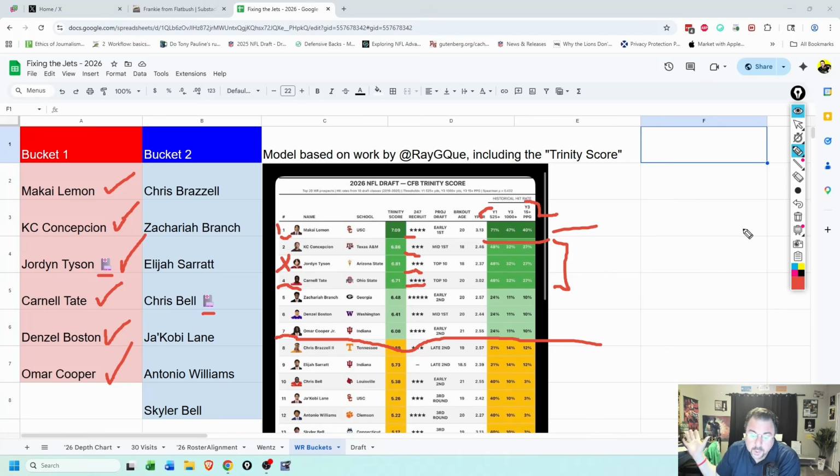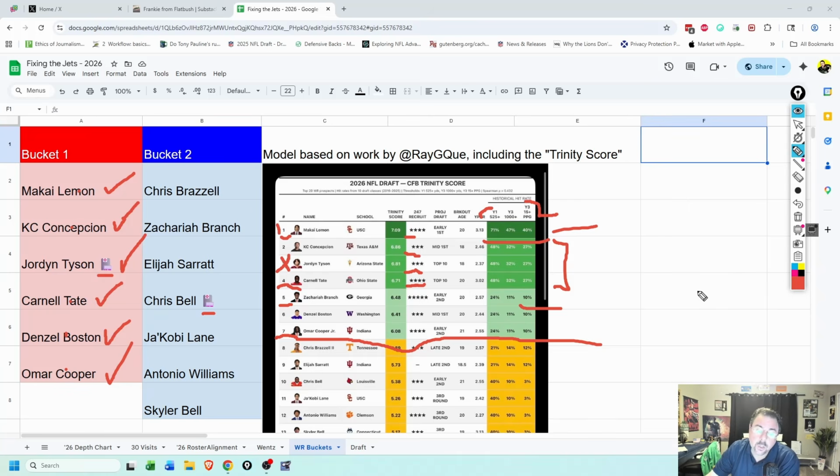And he may be great for somebody else, but we play on frozen concrete, so sorry. But at the very least, and I took Zachariah Branch out and put him into the second bucket because he's just small and gadgety. So for us, I would say Lemon, Concepcion, Tate, Boston, Cooper. We got to get one of them. We got to exit the first round with one of them, in my opinion, based on this model.